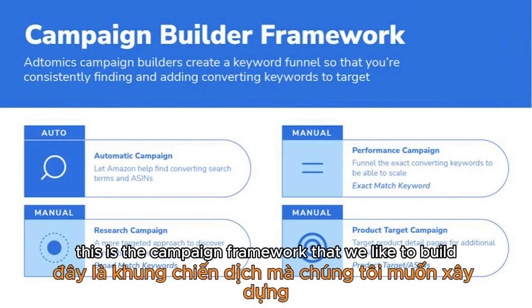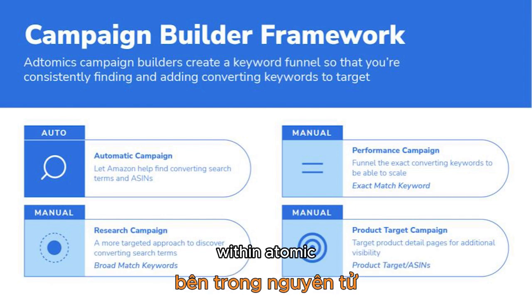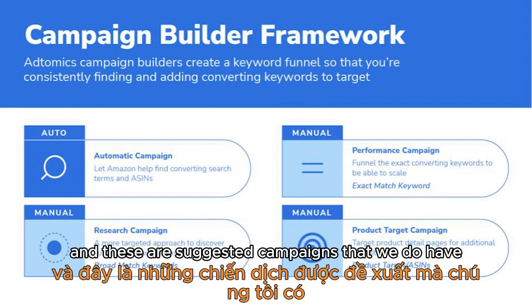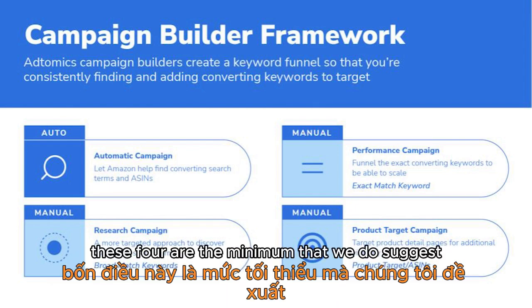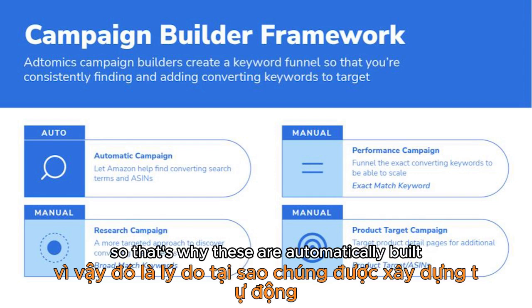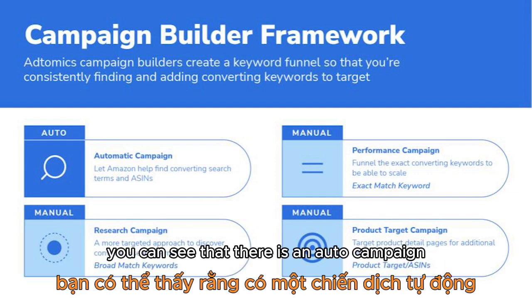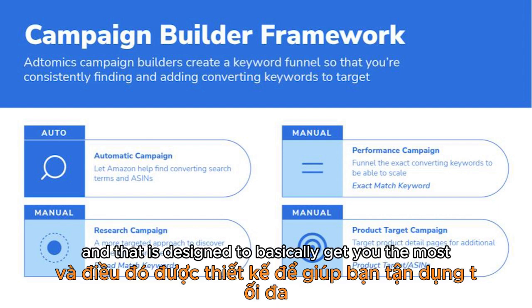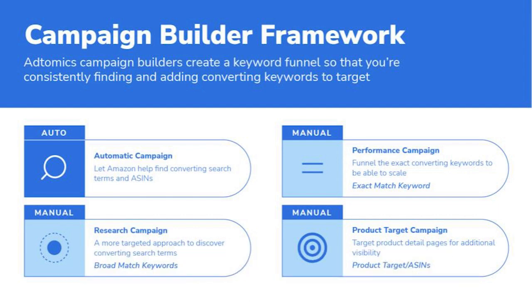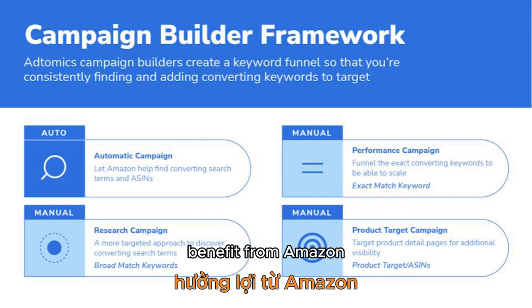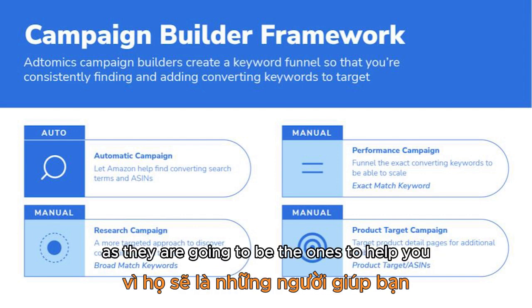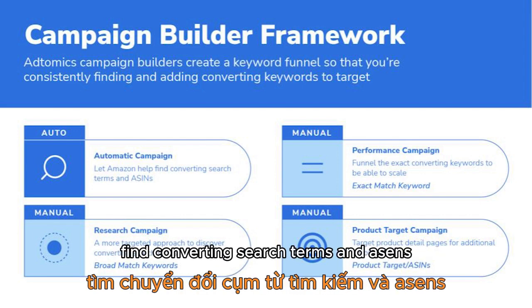So this is the campaign framework that we like to build within Atomic, and these are suggested campaigns that we do have at launch. These 4 are the minimum that we do suggest, so that's why these are automatically built. You can see that there is an auto campaign, and that is designed to basically get you the most benefit from Amazon, as they're going to be the ones to help you find converting search terms and ASINs.